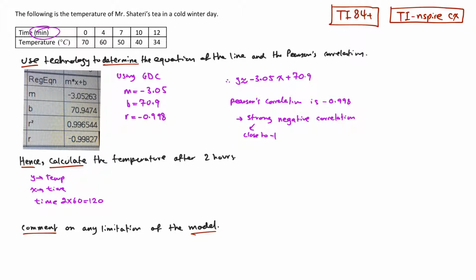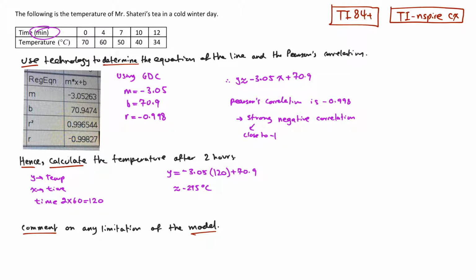And then all we do is plug it into our equation. y is equal to negative 3.05 times 120 plus 70.9. We plug this into our calculator, and we get approximately negative 295.1. I'm just going to write it as three significant figures, so negative 295 degrees Celsius.